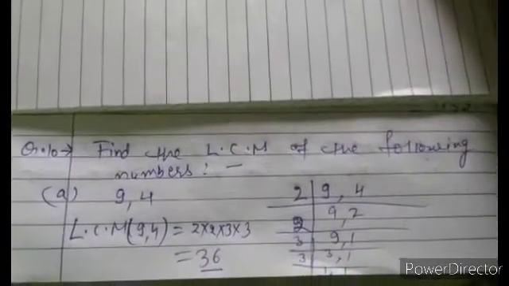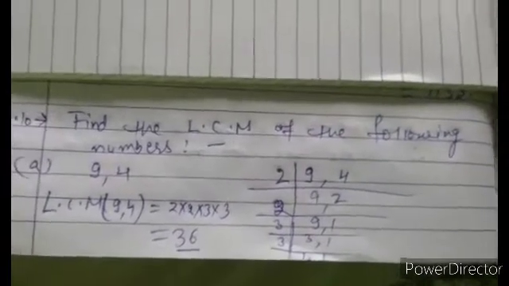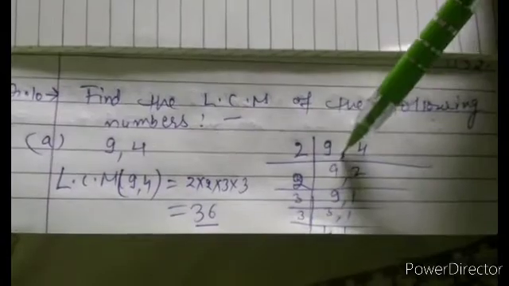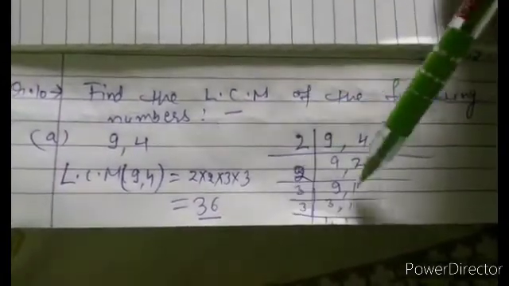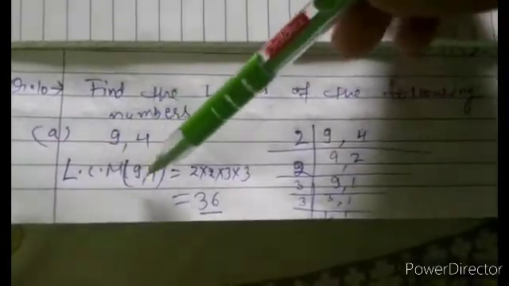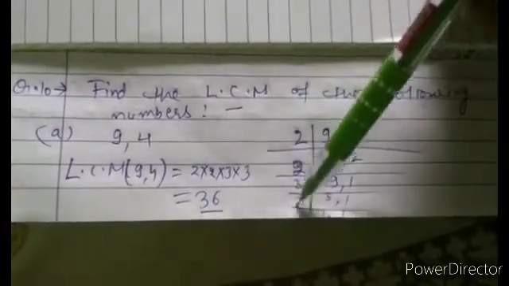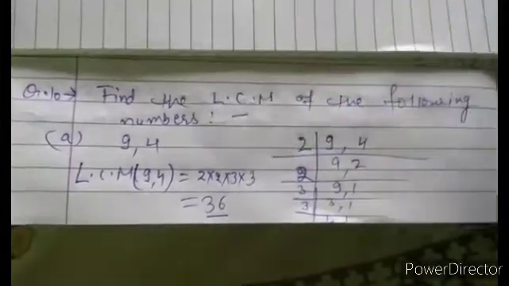Question number 10, NCERT 6th class math, exercise 3.7. Find the LCM of the following. So A part is here. You can find the LCM by taking here 9, 4: 2 twos are 4, then 2, 1 twos are 2, then 9 now, 3 threes are 9, 3, 1 threes are 3. So the LCM of 9 and 4 will be 2 multiplied by 2 multiplied by 3 multiplied by 3. These we have to take as prime factors. So the LCM will be 36.